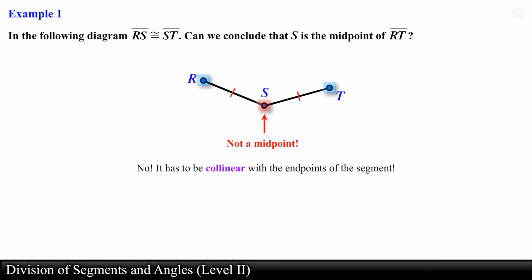This is an example of a special case where two segments that share the same point are congruent, and yet the common point between the segments is not a midpoint. Alright, let's try the next example.